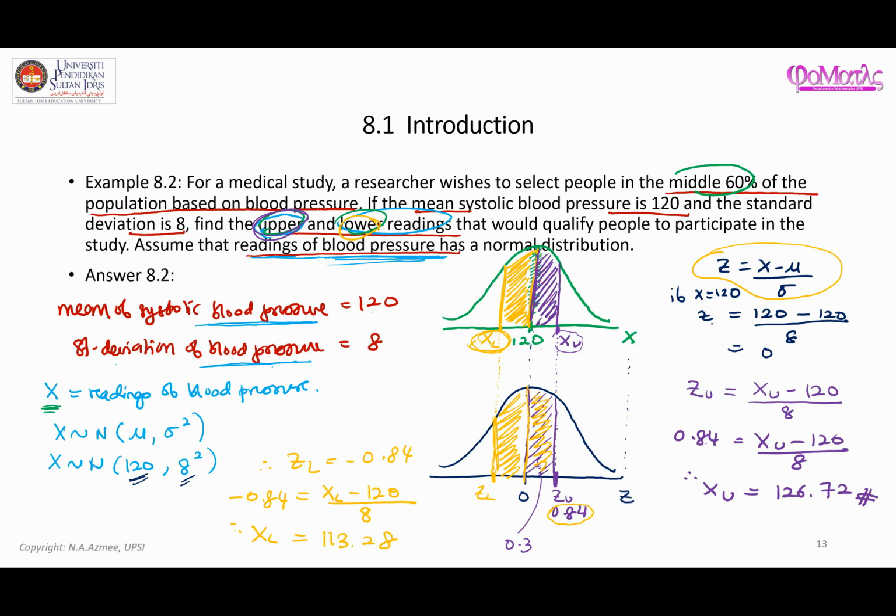Therefore, these are the answers. These are the upper and lower readings. That means people with blood pressure readings between 113.28 and 126.72 will be included in the study.